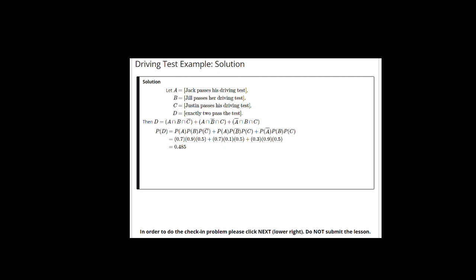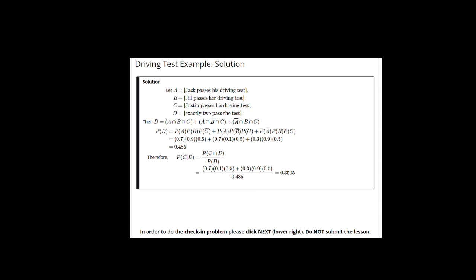But we were asked for a conditional probability, the probability that Justin passes given the event D. This is, by definition, the probability of C intersect D divided by the probability of D. C intersect D can happen in 2 ways. Justin passes, but either one of the other 2, Jack or Jill, may fail. So that event is determined by adding together the probability of those 2 possibilities in the numerator. And in the denominator, of course, the probability of D, 0.485. When we evaluate this, it's 0.35.